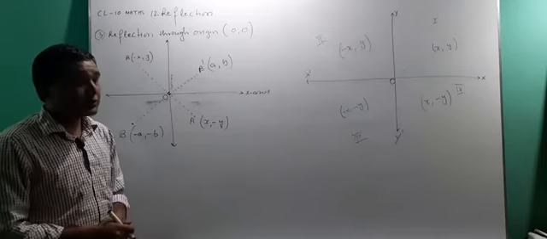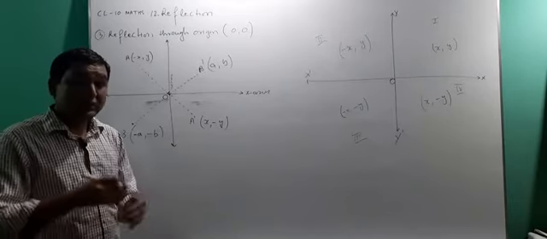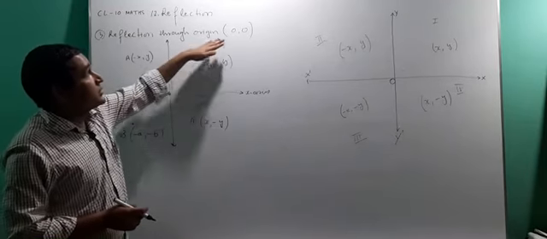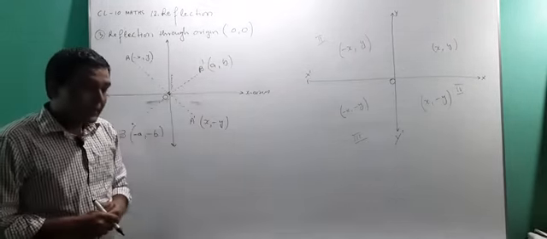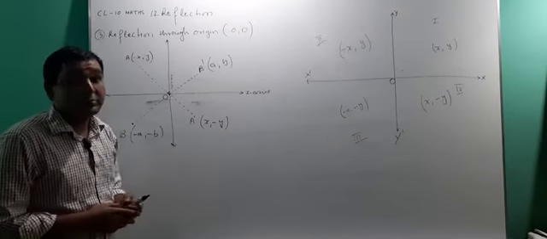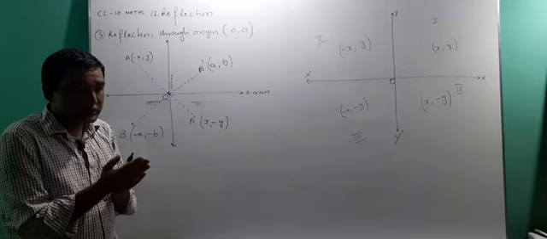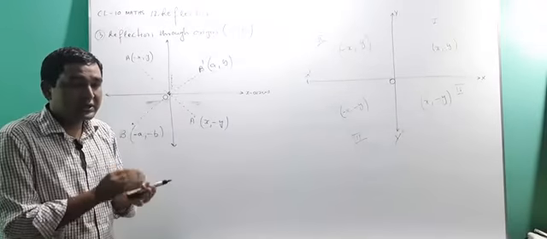When it's reflected to the x-axis, x-axis means y is 0. When it's reflected to the y-axis, y-axis means x is 0. And this is the third one, when it's reflected to origin, or 0, 0. Then there is one more topic, invariant point. Invariant point means a point that, when it reflects through any axis, remains the same.